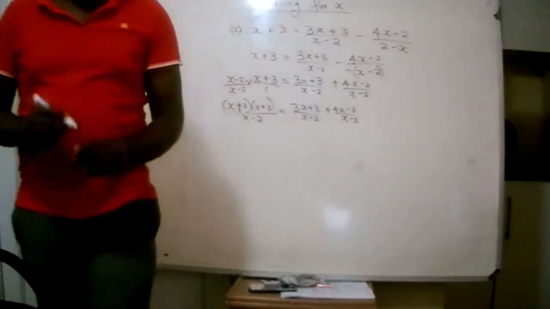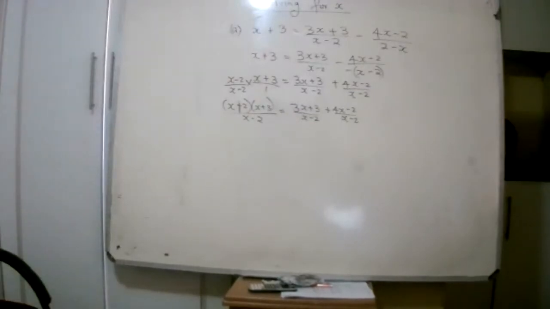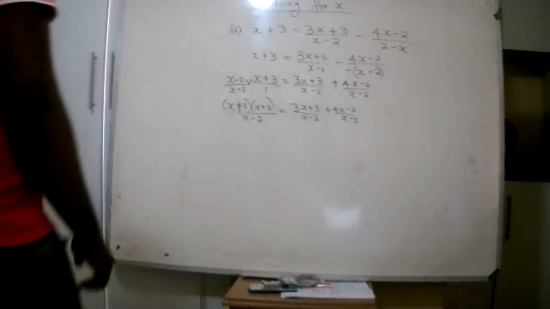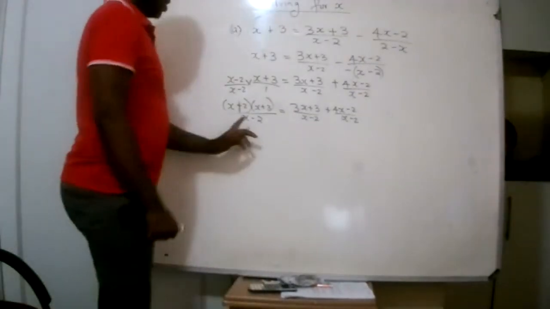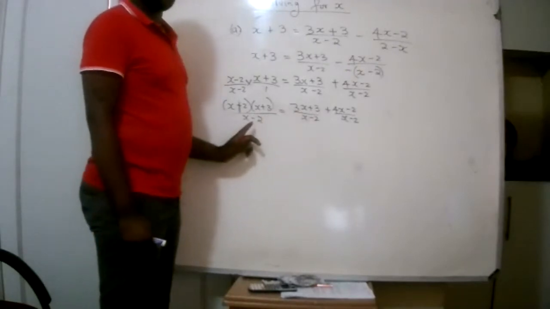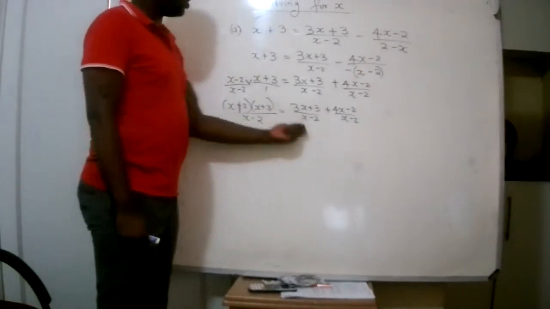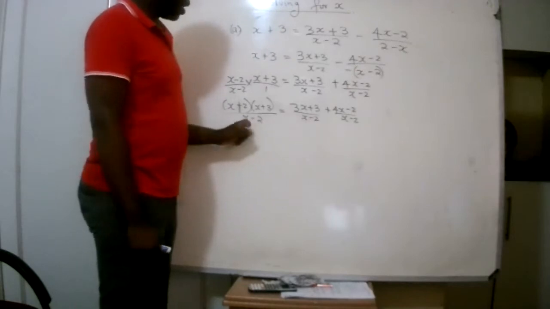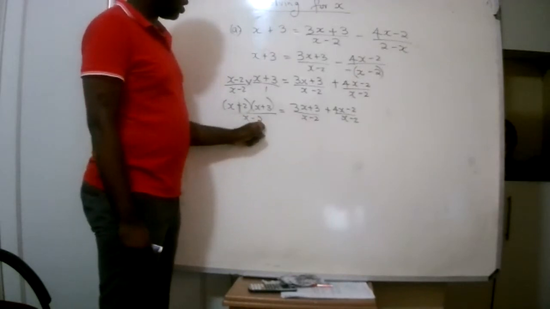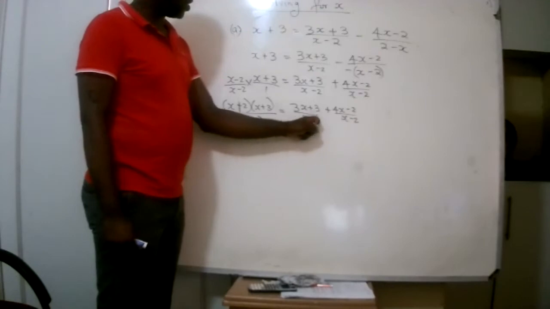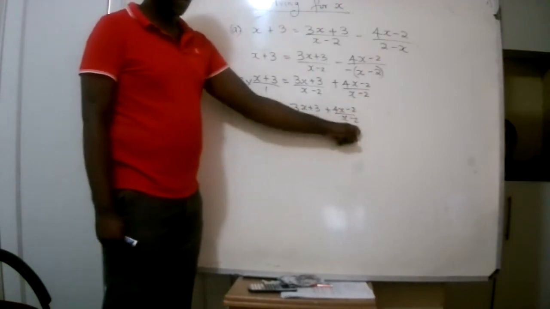Let me know if there's somewhere you don't understand, so that I can explain that further. And from there, you can see we managed to achieve the objective of making sure that the denominators are the same. So we now have the denominator of x minus 2 here, and the denominator of x minus 2 there, and then the denominator of x minus 2 there.